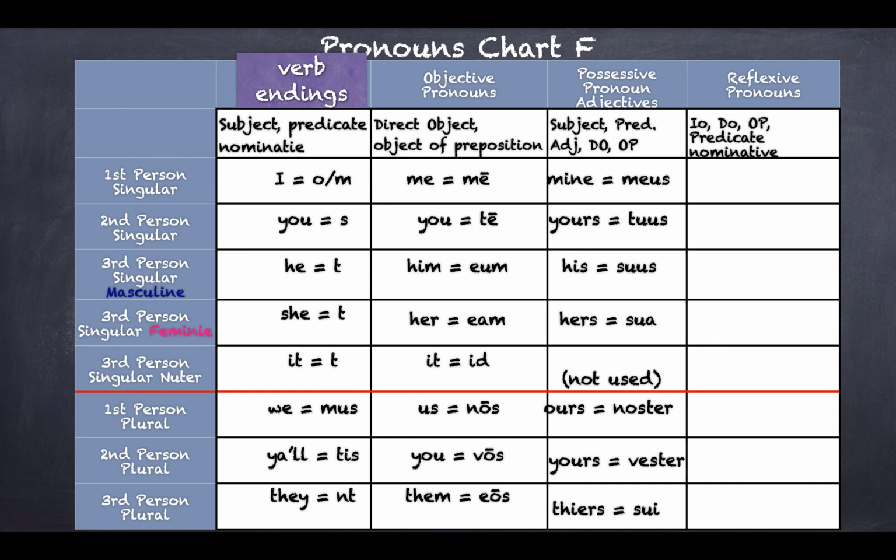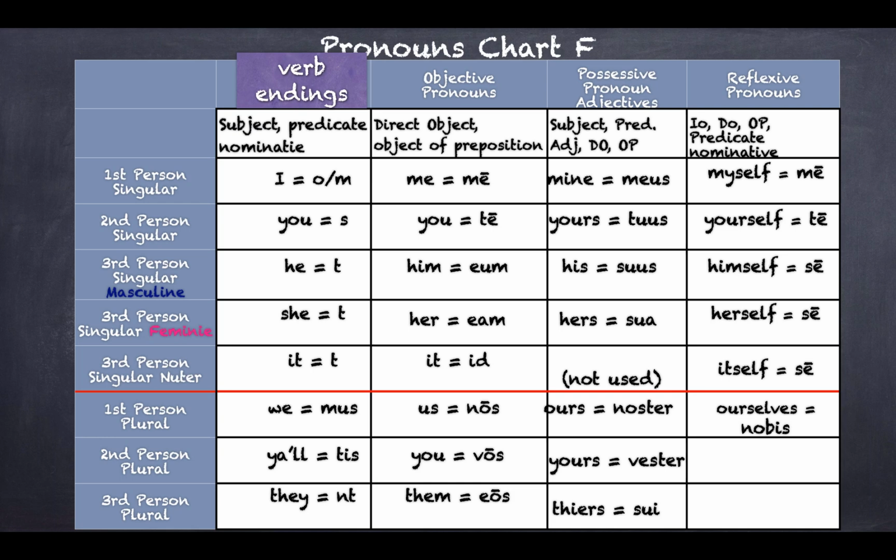Okay? And finally, we have our reflexive pronouns. We can use the diagram of subject, verb transitive, indirect object, and they're usually going back to the subject of the sentence. They're referring back, reflexing back. So we have myself, me, yourself, te, himself, se, herself, se. Now in this case, they all match, and itself, se. They don't always match, but here we go. Then we have ourselves, nobis, yourselves, vobis, and themselves, se.